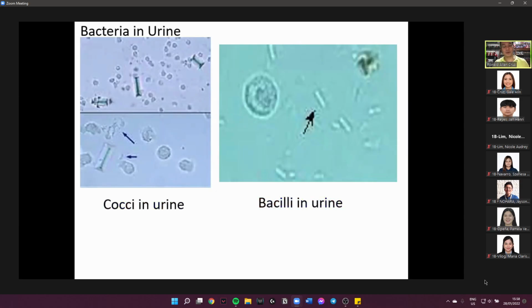Okay, so you also check for bacteria. Those are the small ones, your cocci and then your rods, your bacilli. So again, if you're not trained to identify these organisms, you'll miss it.